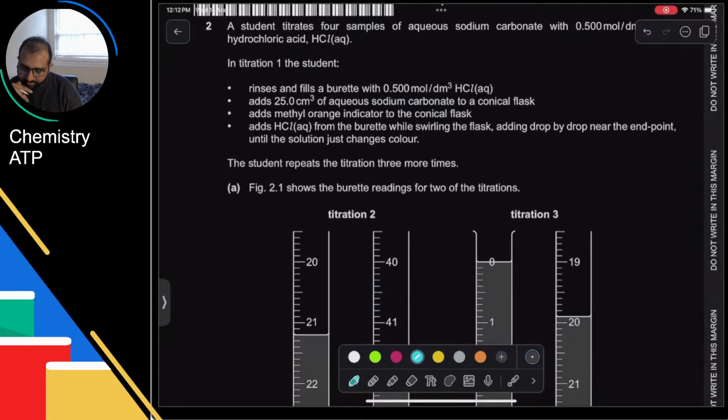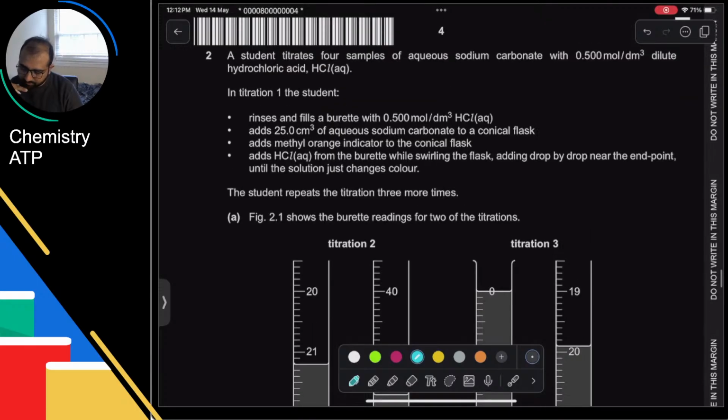Okay, a student titrates 4 samples of aqueous sodium carbonate, okay, with HCl. So we have 4 samples, all of them with sodium carbonate, different amounts of those, but we have HCl added to each one of them. In titration 1, the student rinses and fills a burette with HCl. Okay, burette is a good choice. We don't need to change it. Adds 25 cm cube using a pipette. It's a fixed value, right? So we will use a pipette for that. I mean pipette or pipet, I don't know how it's spelled. Okay, adds methyl orange indicator to the conical flask.